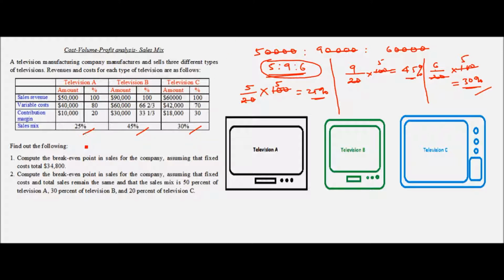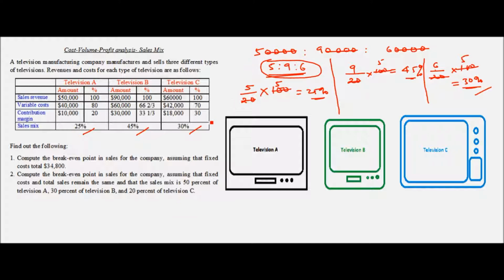So with this information given to us, we are supposed to find out the following. The first, compute the break-even point in sales for the company, assuming that the fixed costs total $34,800. Second, compute the break-even point in sales for the company, assuming that fixed costs and total sales remain the same and that the sales mix is 50% of television A, 30% of television B, and 20% of television C.